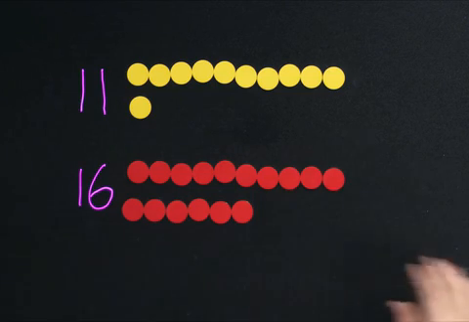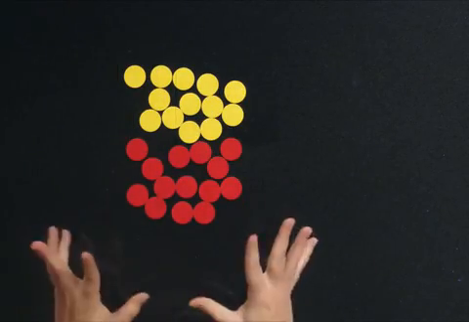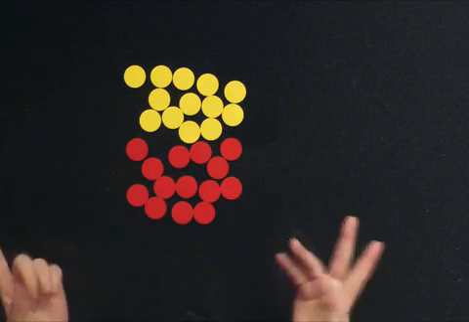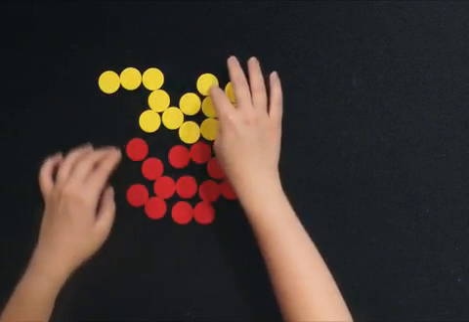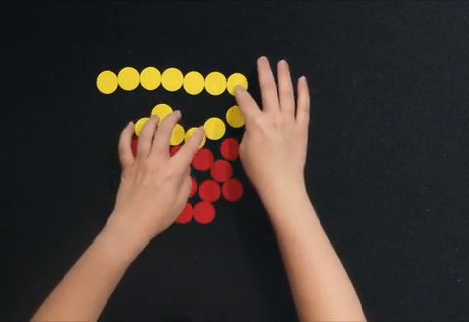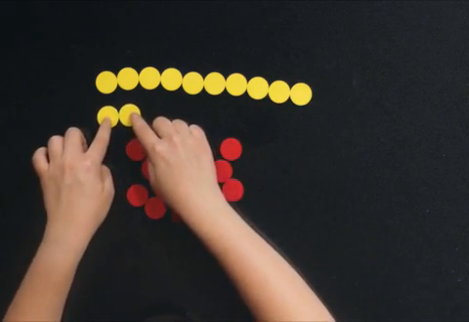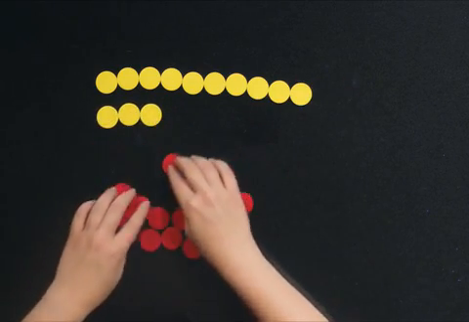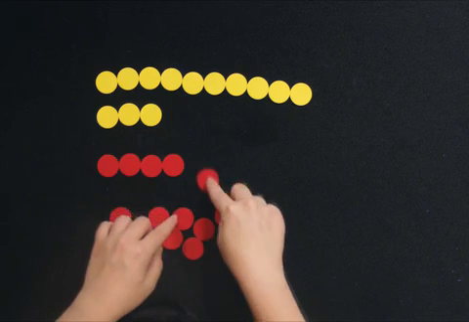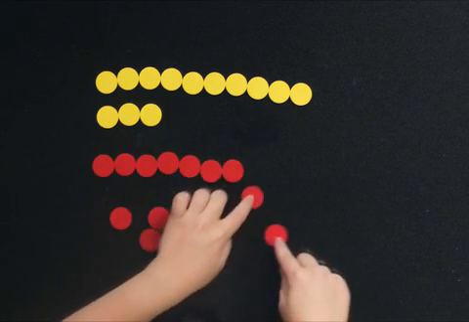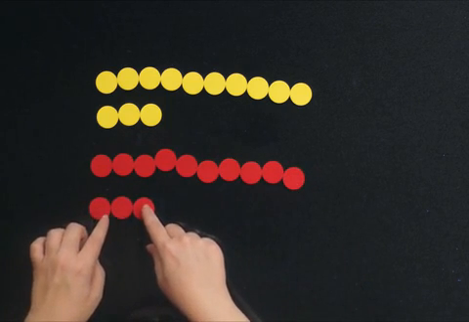One more, let's try again. So now I have a yellow group and a red group again. Let's figure out how many I have in each group and see which group is bigger and which group is smaller. We'll put them into rows of 10. 1, 2, 3, 4, 5, 6, 7, 8, 9, and 10, 11, 12, and 13. Okay, now it's the red group's turn. 1, 2, 3, 4, 5, 6, 7, 8, 9, 10, and 11, 12, and 13.